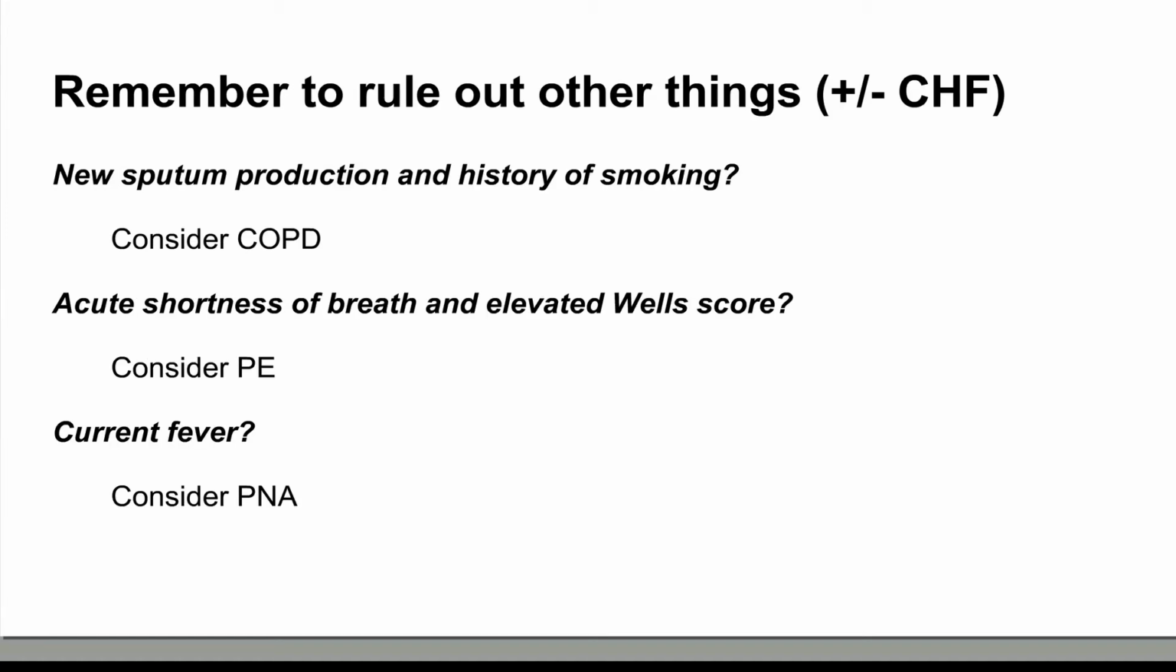Again, I just want to reiterate that it's always important to remember to rule out other things. So while you're going through the history, the physical, and the labs for working up congestive heart failure, also think about asking about sputum production and history of smoking. Maybe this is a COPD exacerbation. Or was the shortness of breath very acute? Did you calculate a Wells score and find it to be very high? This might be something more like a pulmonary embolism.